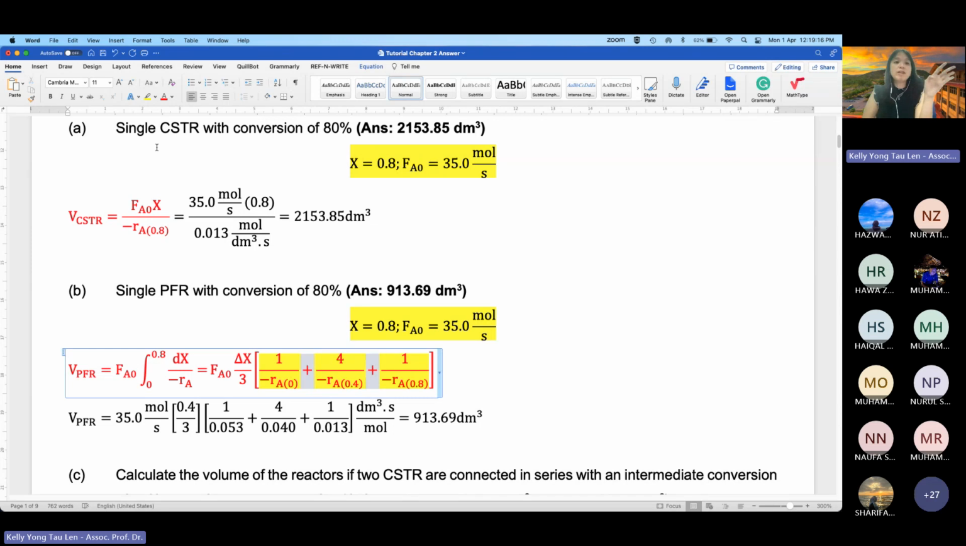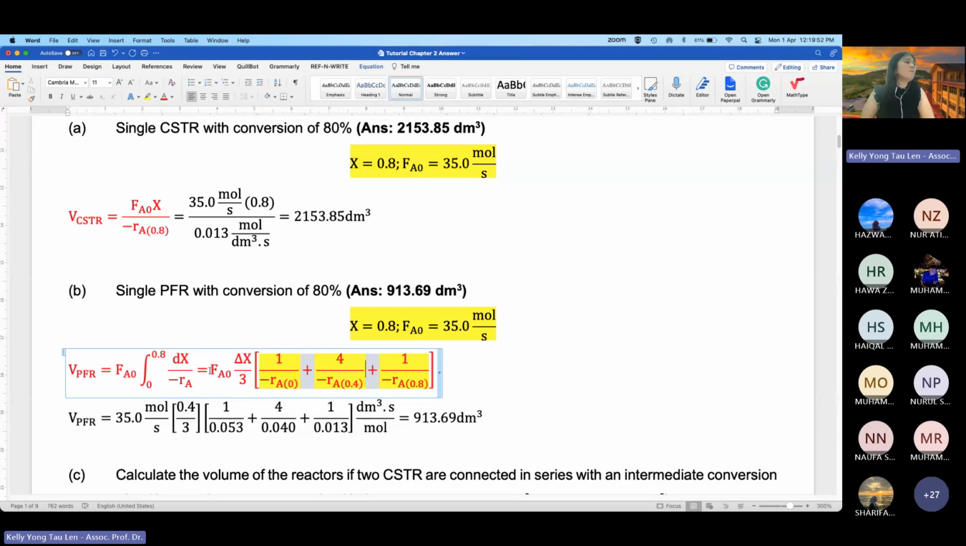The 4 is part of the formula. The middle one will be 4 per minus RA at my middle X. Meaning, if your initial X is 0 and your final X is 0.8, your middle X will be 0.4. Again, this is the risk of this question. For the 3 points, you must really know your bottom limit, upper limit, and middle limit. The middle one you have to calculate by yourself.